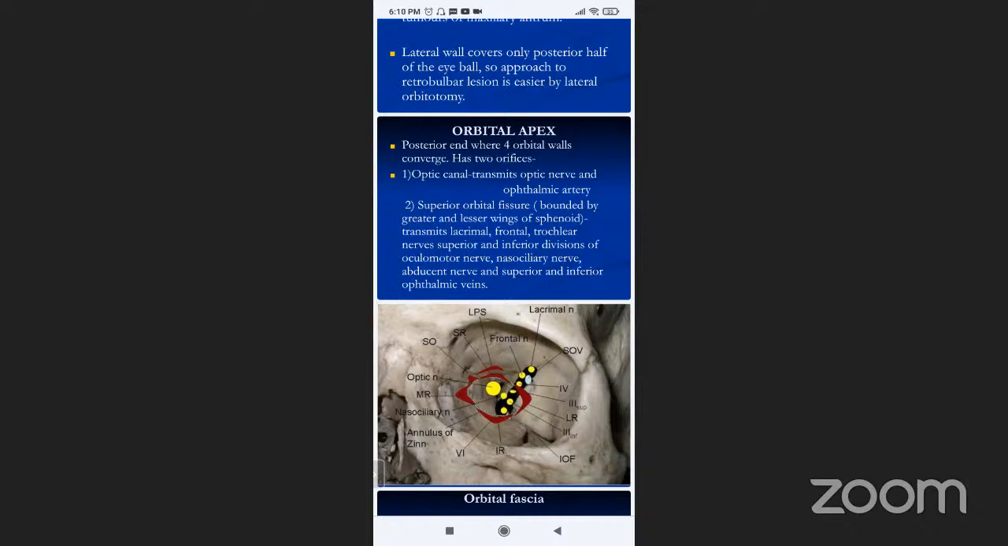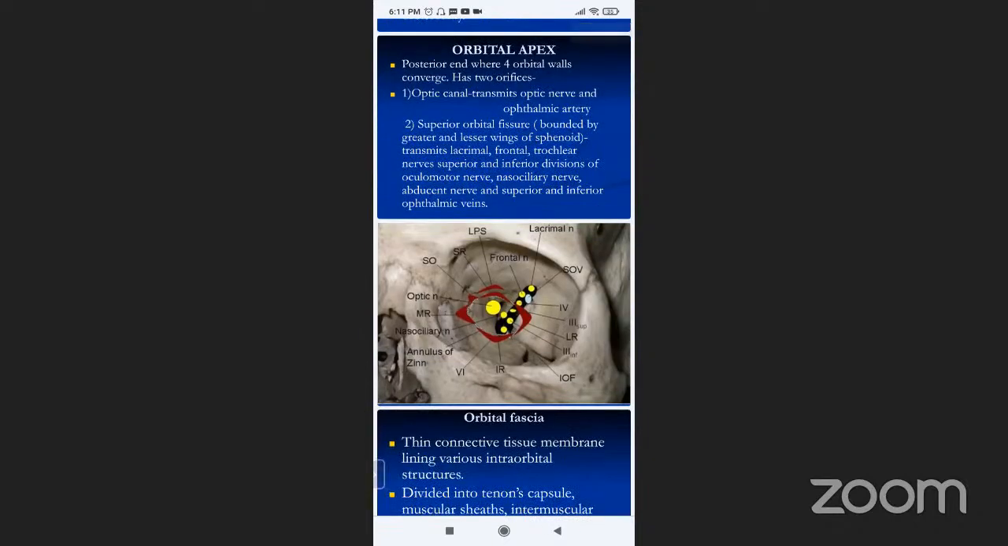So outside that passes the lacrimal, frontal, and trochlear. Then inside that, that is medial to that, there is superior and inferior divisions of the oculomotor, that is third nerve. Then abducent, that is sixth nerve. Then nasociliary, that is also a branch of the ophthalmic division of trigeminal nerve. So these important structures pass through the superior orbital fissure. So you should learn to draw the diagram of this fissure.